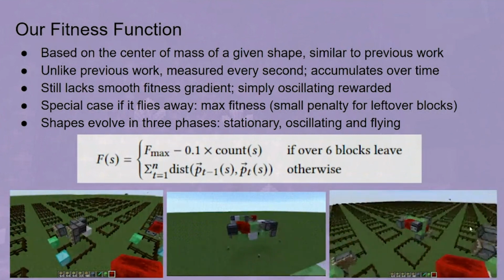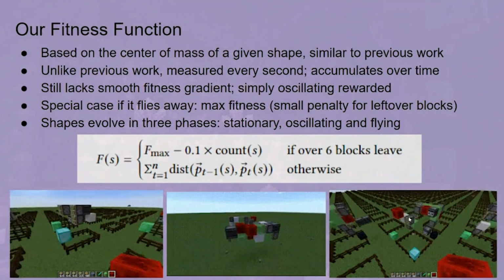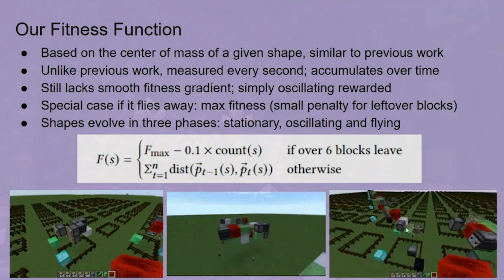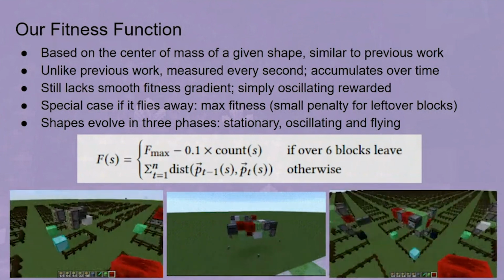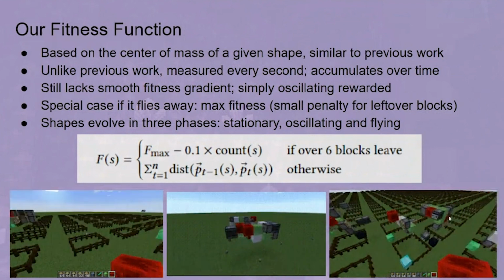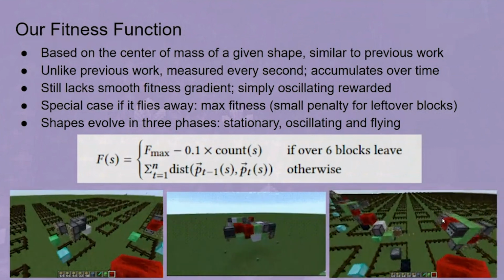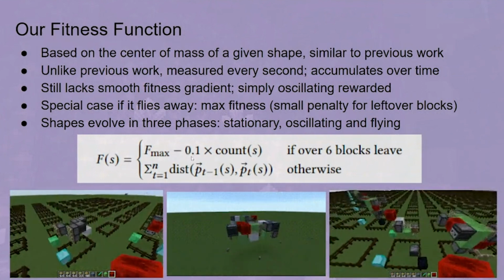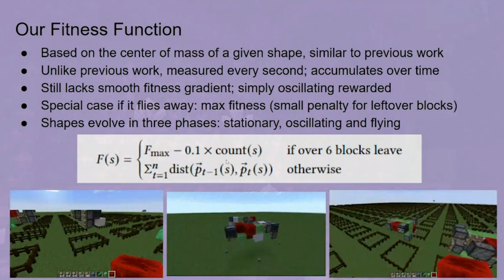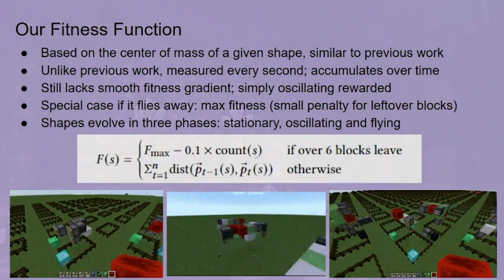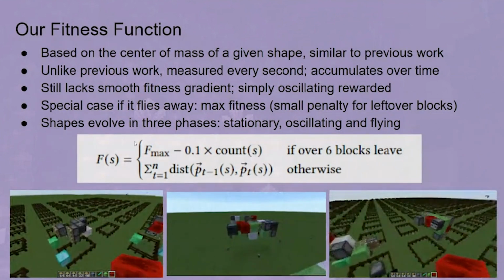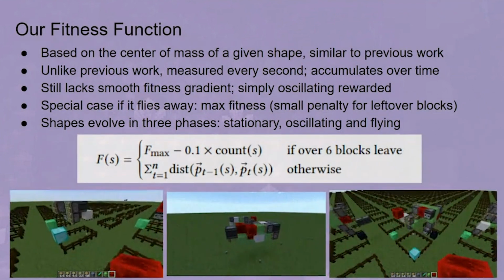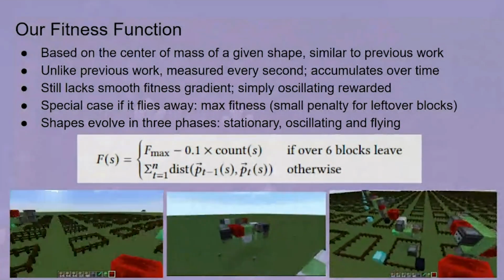As we can see here, this flying machine is flying away, but it's leaving a lot of blocks behind, which was an undesirable trait because that means that these blocks are not contributing to overall movement of the machine. So, in order to reduce the amount of blocks being left behind, we deducted 0.1 points for every block that was left behind. And in our runs, we saw three kinds of shapes.